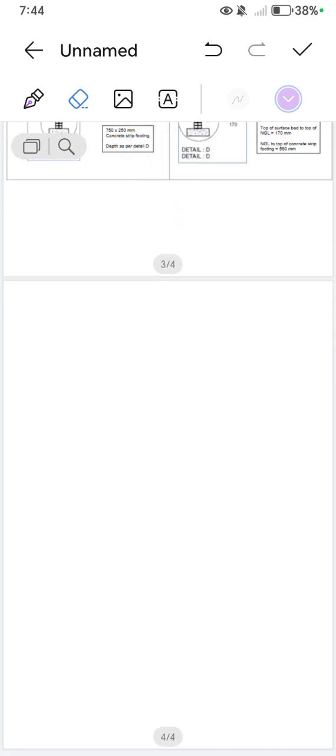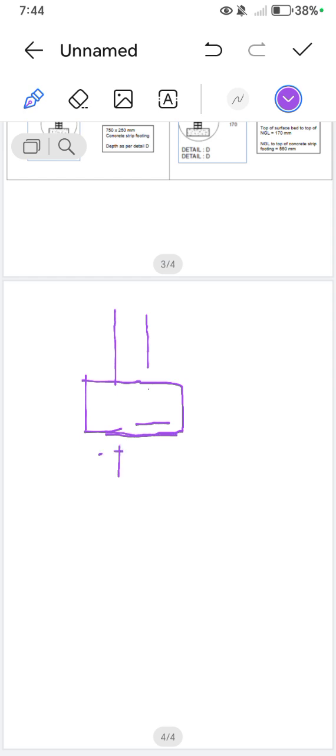So okay, let me just draw the strip footing that we have. It's a strip footing like this. So here they have the 750. This is your 220 wall. Apologies, I'm not doing it on my tablet. I'm basically just using a phone to explain it quicker. So now what do they want?